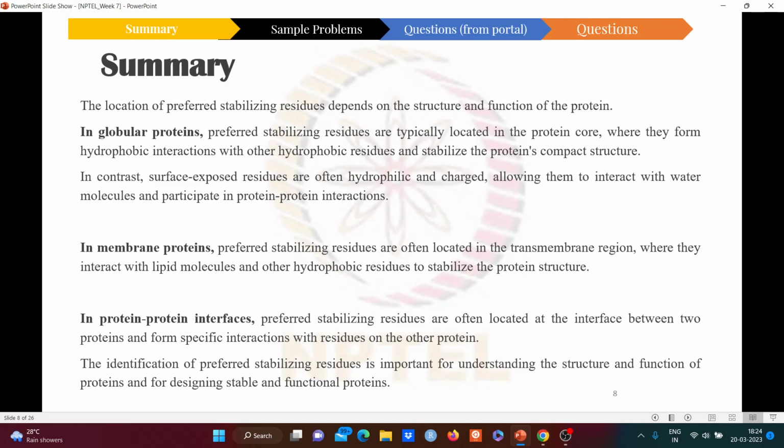So the identification of preferred stabilizing residues is important for understanding the structure and function of proteins and for discerning the stable and functional proteins. Experimental methods such as X-ray and NMR can also be used to identify and validate the location of preferred stabilizing residues in a protein in combination with mutagenesis studies. Similarly, experimental methods also.